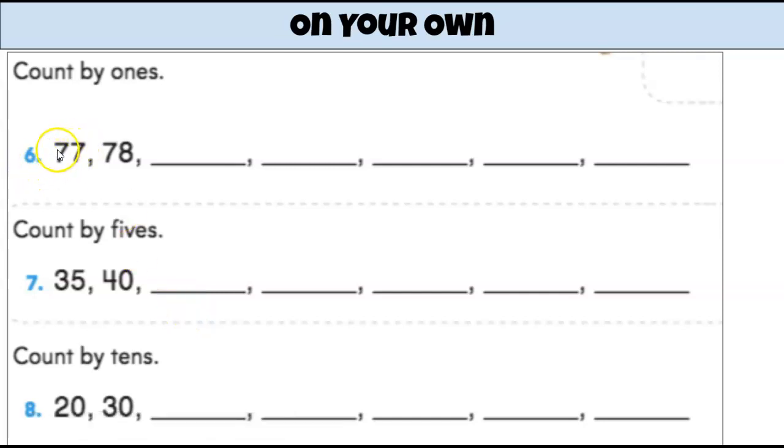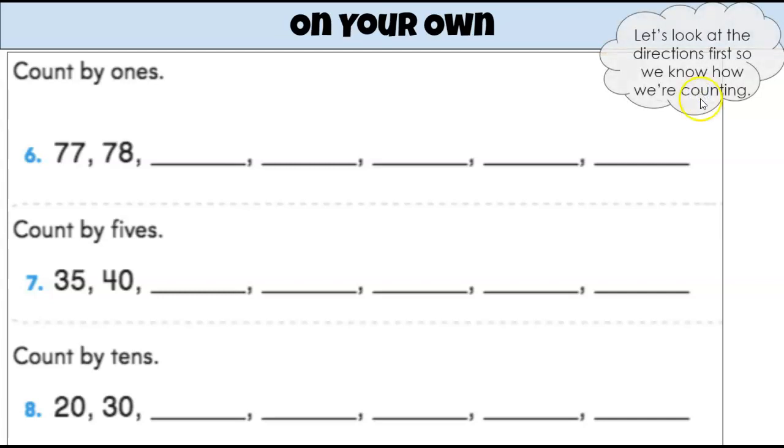All right, so down at the bottom for number 6, sorry, it's on page 57. It starts at 77, 78. What are we going to do first? We're going to check those directions, right? So we're going to count by ones. 77, 78. Go ahead and try to fill those in on your own. Then count by fives and count by tens. I want you to stop the video while you do that on your paper.